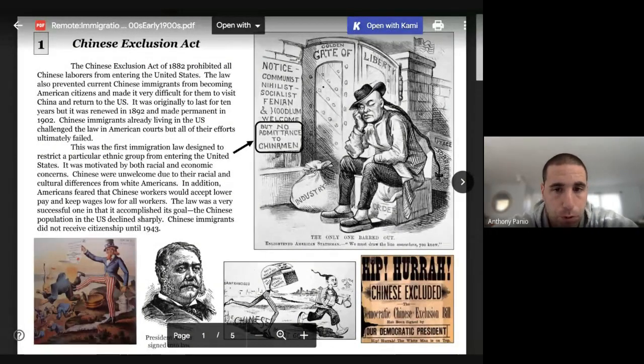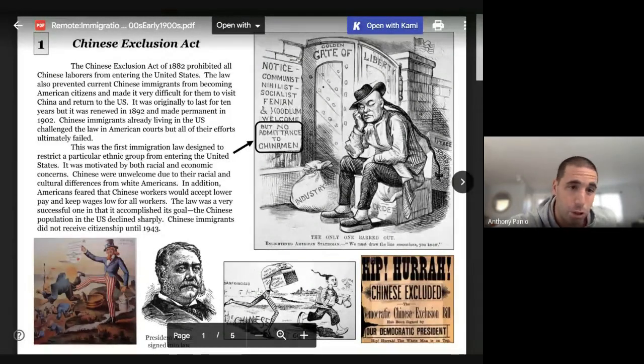It was motivated by both racial and economic concerns. Chinese were unwelcome due to their racial and cultural differences with white Americans. We talked about this yesterday, right? In addition, Americans feared that Chinese workers would accept lower pay and keep wages low for all workers. This law was a very successful one in that it accomplished its goal. The Chinese population in the U.S. declined sharply, meaning we had a lot less Chinese people, and Chinese immigrants did not receive citizenship until 1943. So in 2020, does this law still exist? No. Of course, Chinese people are welcome to come to the country.